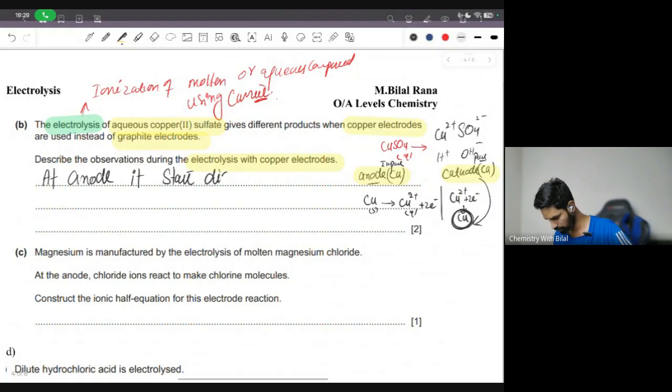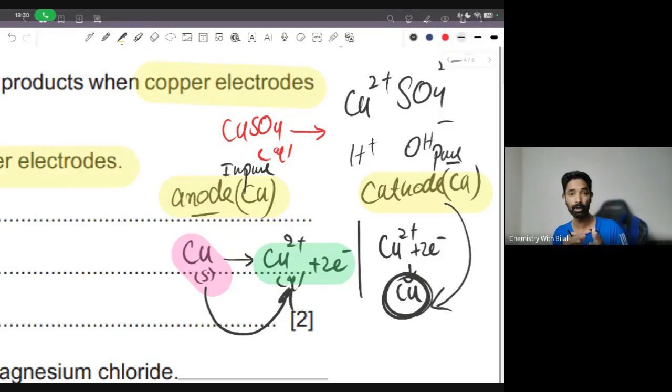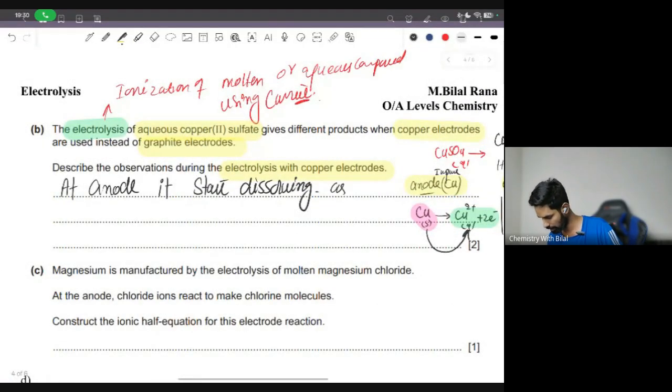ये dissolve होना start होगा या नहीं होगा? Dissolve का मतलब होता है उसके अंदर, you know, पहले तो ये solid था. It was solid initially. Now, as the reaction proceed, it starts changing into aqueous ions. तो copper solid से aqueous में जाएगा, इसका मतलब solid चीज aqueous में जा रही है. तो we can say anode dissolves. डिसॉल्व हो गया. क्यों dissolve हुआ? As copper solid oxidises to copper 2 aqueous ions, right?